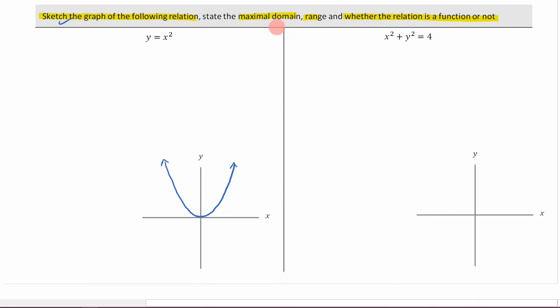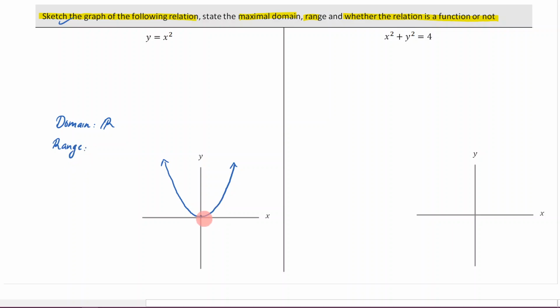It now wants us to state the maximal domain. The maximal domain, so I'm just going to say the domain. Because remember, when the domain isn't specified, it's implied that we just take all the possible x values. So this is the maximal domain or implied domain. In this case, it's just going to be all real numbers because all of my x values make sense here. Then my range. Now, there's a couple of different ways of writing what your range is here.